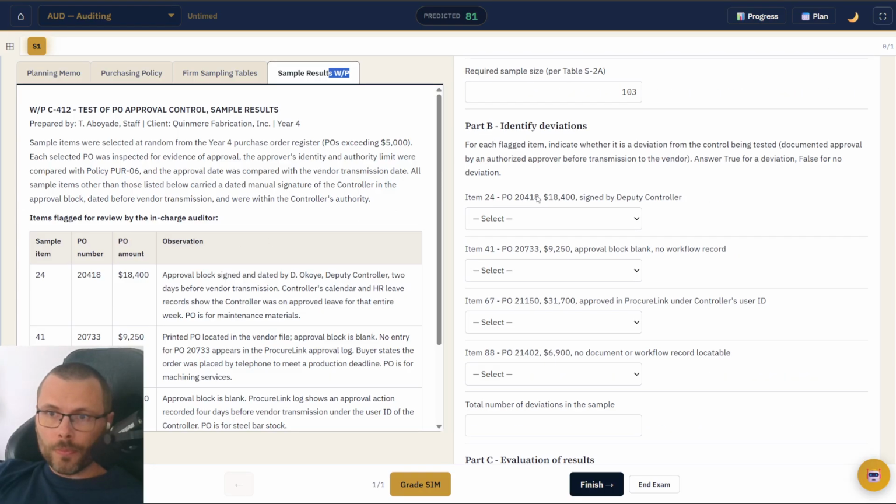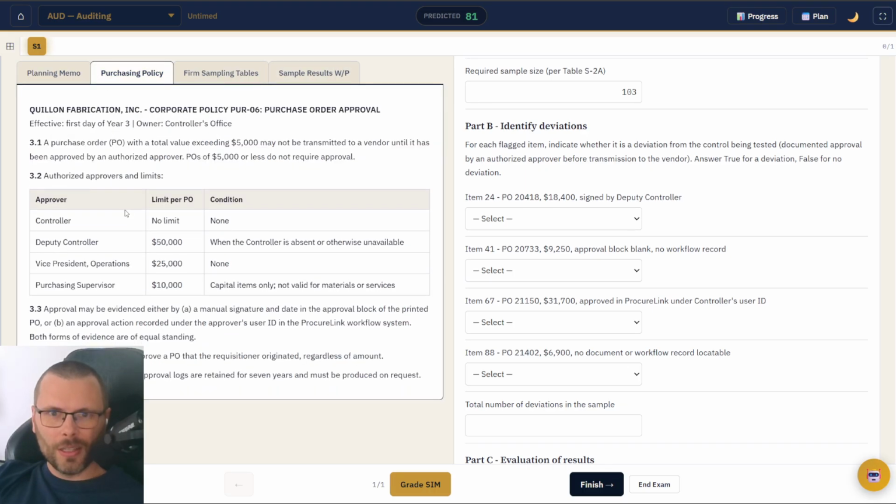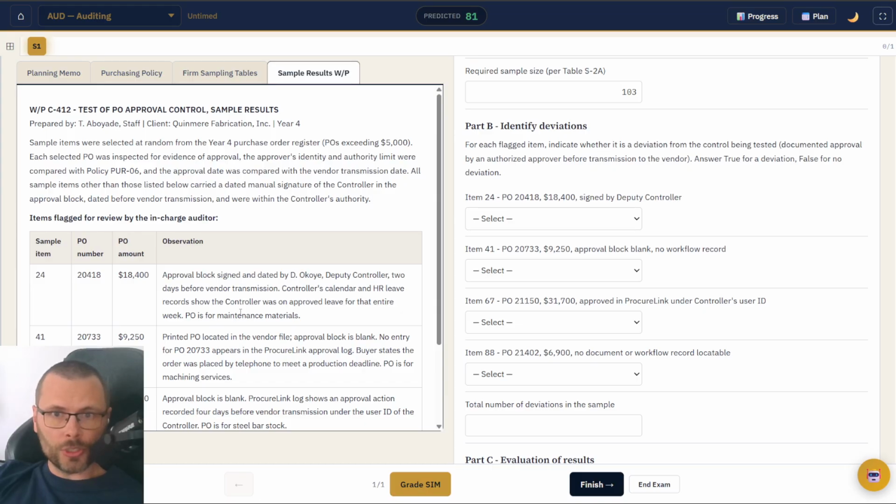So over here on the right, where your inputs are, items 24, 41, 67, and 88. Those are the 4 flagged items for review. So let's figure out whether each is a deviation that's being tested. The answer is going to be yes or no for each of these, right? Yeah. Okay, so number 24, $18,400 PO. Approval block signed and dated by the deputy controller 2 days before the vendor transmits. So the deputy was up to $50,000 only when the controller is gone. Otherwise, the controller should have been approving this.